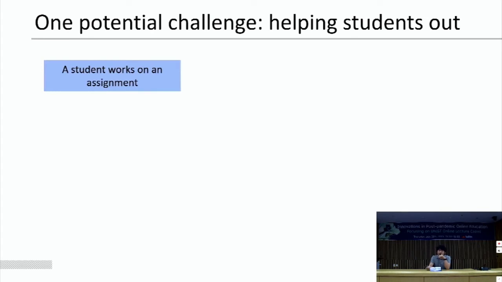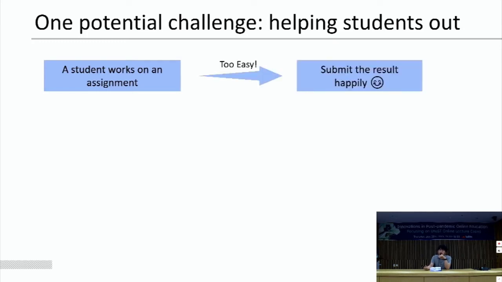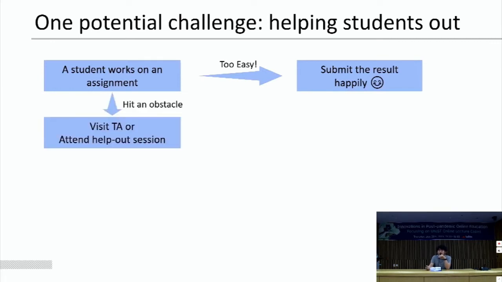But one potential challenge that I haven't really tried to overcome is the tapping out of students, which has been mentioned by the other professors. So this happens when students have to work on the assignments in our computer science classes. So our students work on an assignment, and if the student finds it very easy, then the student will happily submit the result. But in many cases, they hit obstacles, so they need or want to visit the TA or attend the help-out session that I typically run.